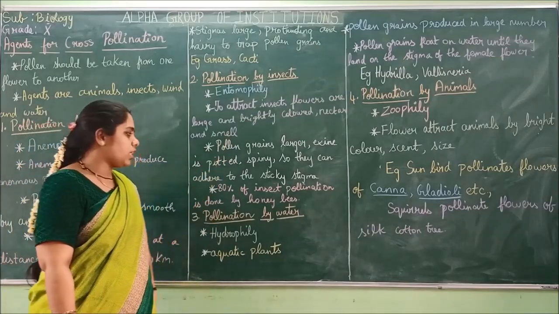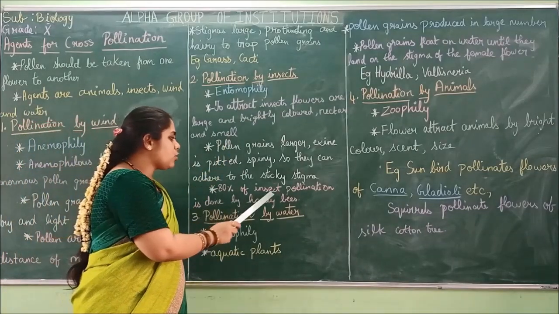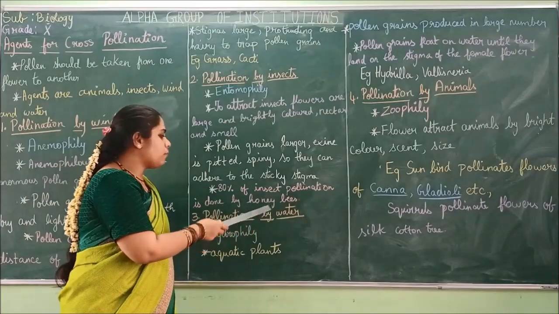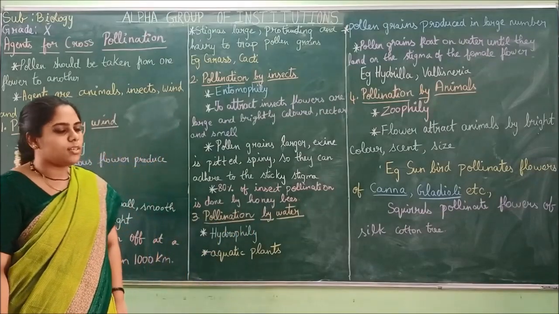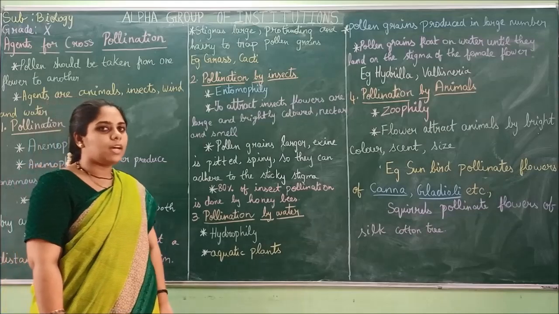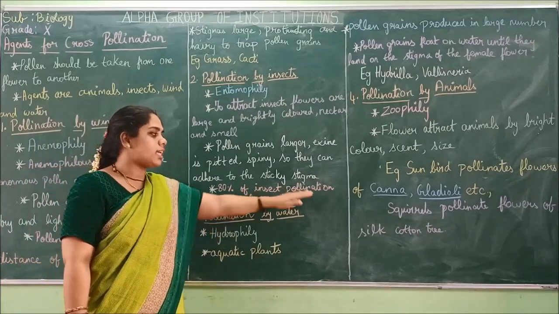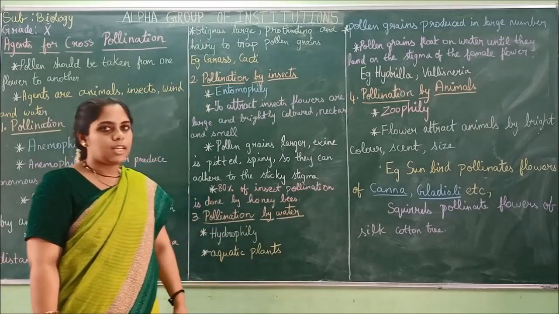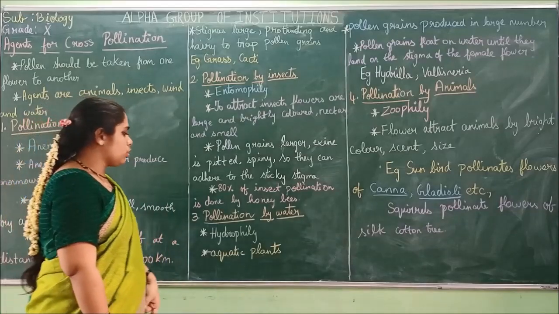So these are some of the characteristics. 80% of insect pollination is done by honeybees only. In insect pollination, honeybees only are responsible for most of it.